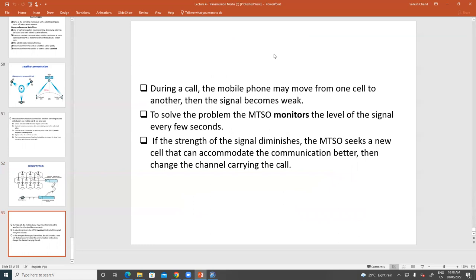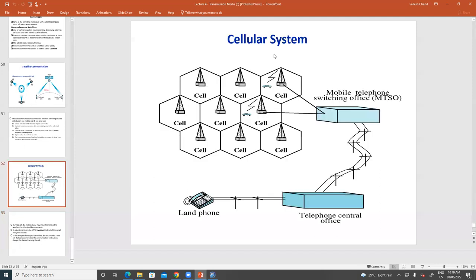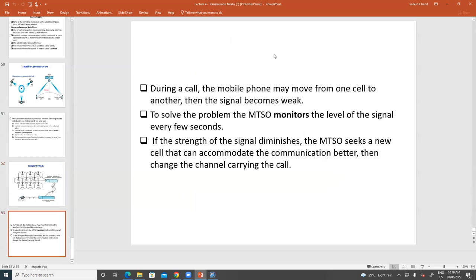It says during the call, the mobile phone may move from one cell to another, and then the signal becomes weak. To solve the problem, the MTSO monitors the level of the signal every few seconds. So your signal level in your phone, if it gets very weak towards the edge of one particular cell, then the other cell will give you the signal. Sometimes you are in a situation where you have no signal, so when you move around, you get the signal. Maybe you are getting close to a particular cell, or getting connectivity from that particular antenna. And it says if the strength of the signal diminishes, the MTSO seeks a new cell that can accommodate the communication better, then changes the channel carrying the phone.